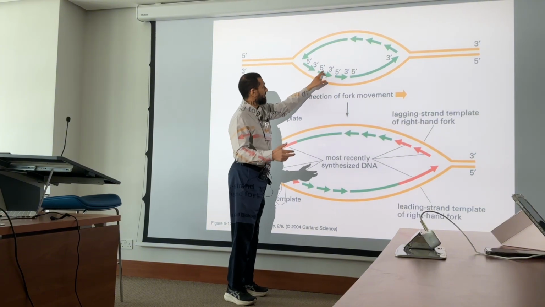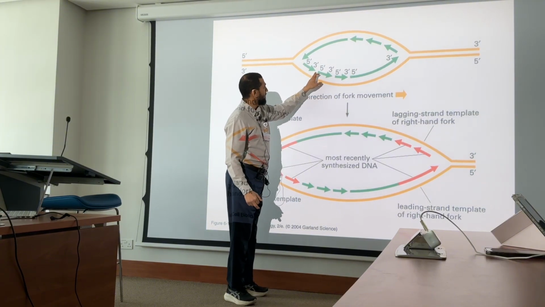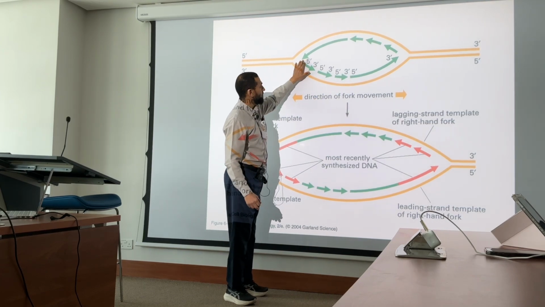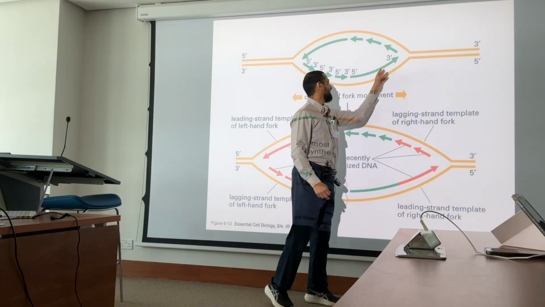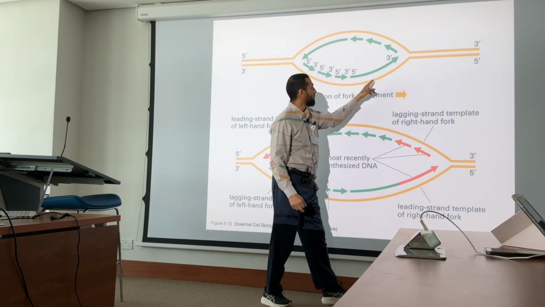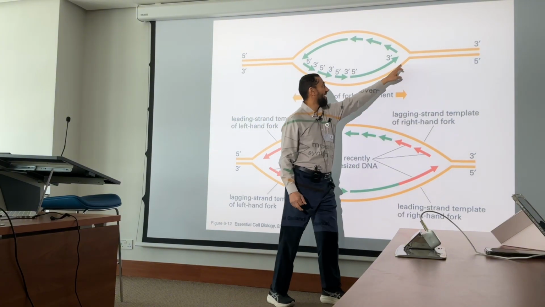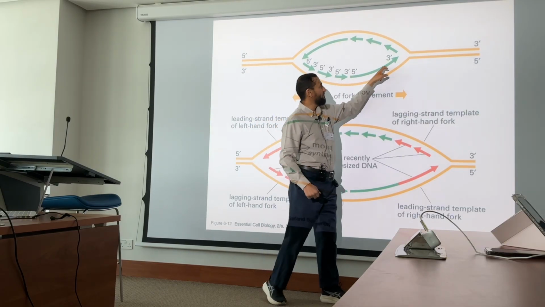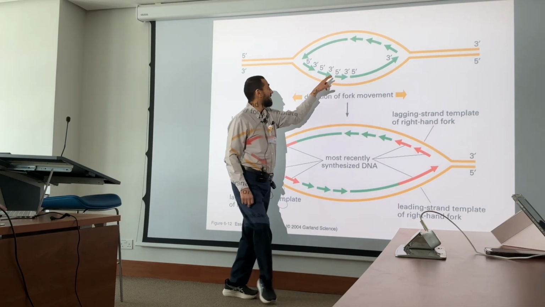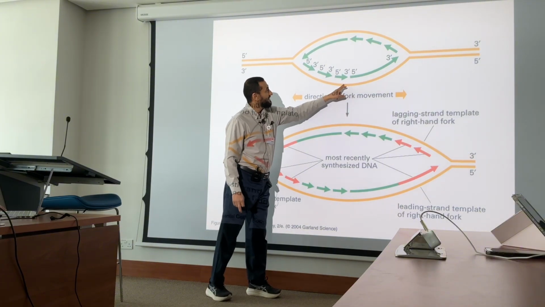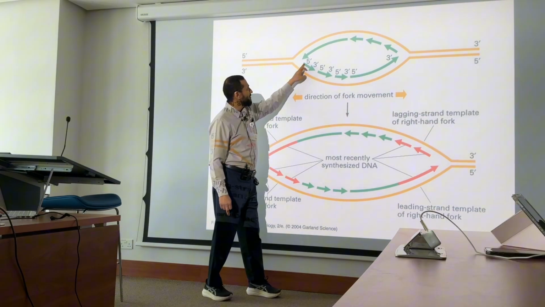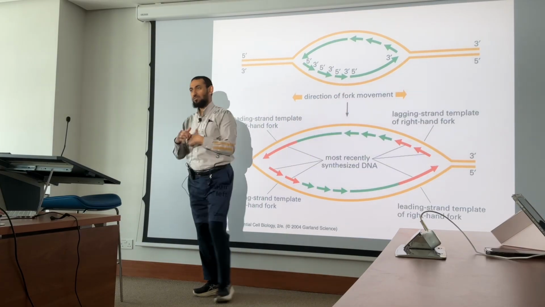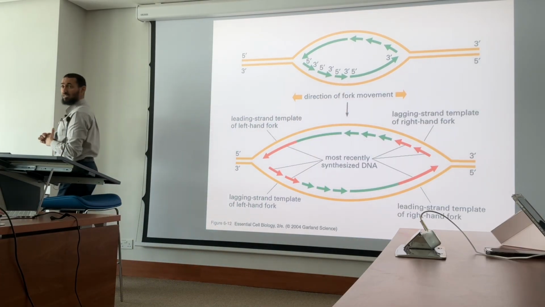In the lagging strand, it's interrupted: RNA, replication, RNA, replication, RNA, replication. Then the RNA will be removed and replaced by DNA. Here, the leading strand is 3 to 5, and the replication will go from 5 to 3, which is a continuous process. But here it is 5 to 3, so the replication flow is opposite, 3 to 5. It has to be interrupted. Clear? Is it clear?